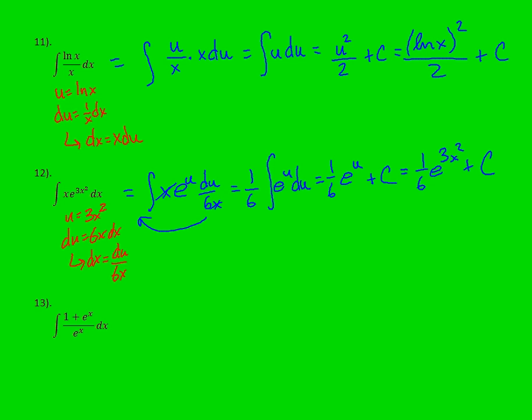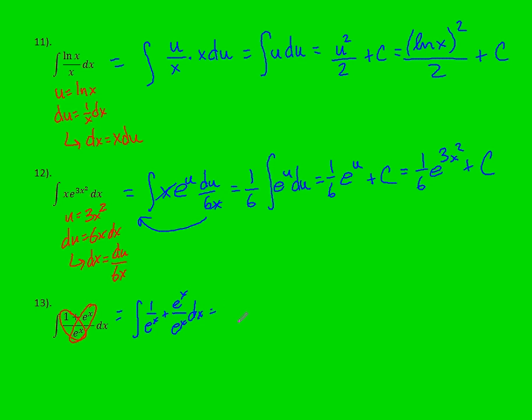Alright, in number 13, if you'd be looking for a u, you'd probably say either e to the x or 1 plus e to the x. Well, this one actually is a lot easier than it looks. This is one of those hard problems. Try to break it up into 2 easier fractions to work with. So I'm going to have the integral of 1 over e to the x and e to the x over e to the x. Well, that part should be easy.